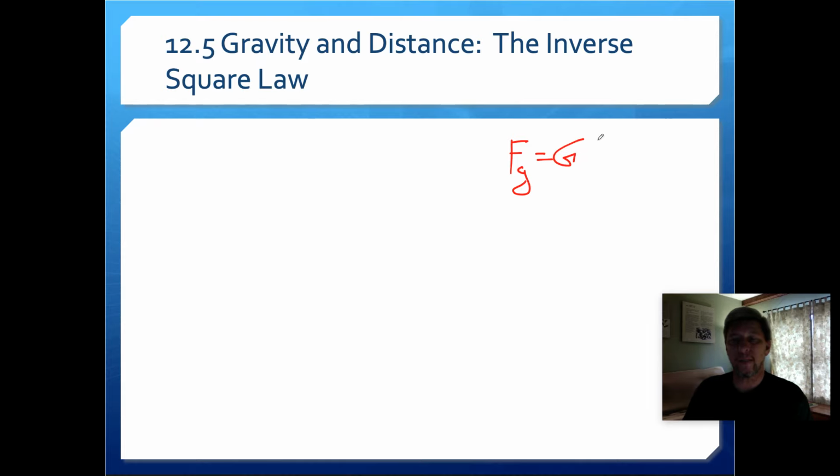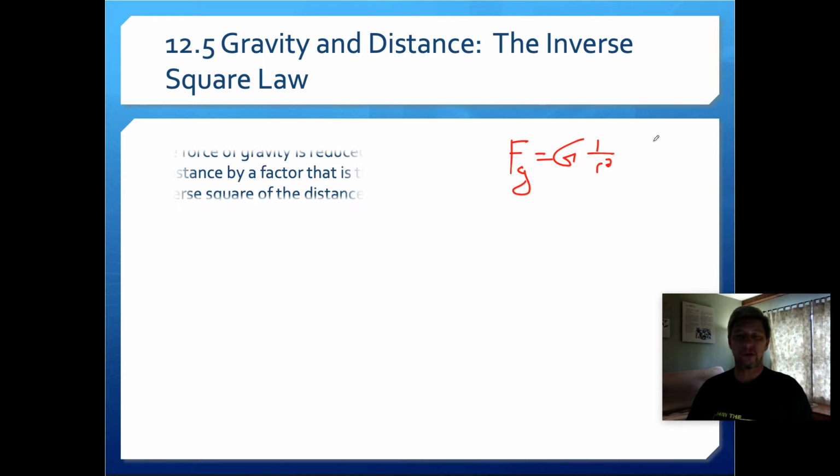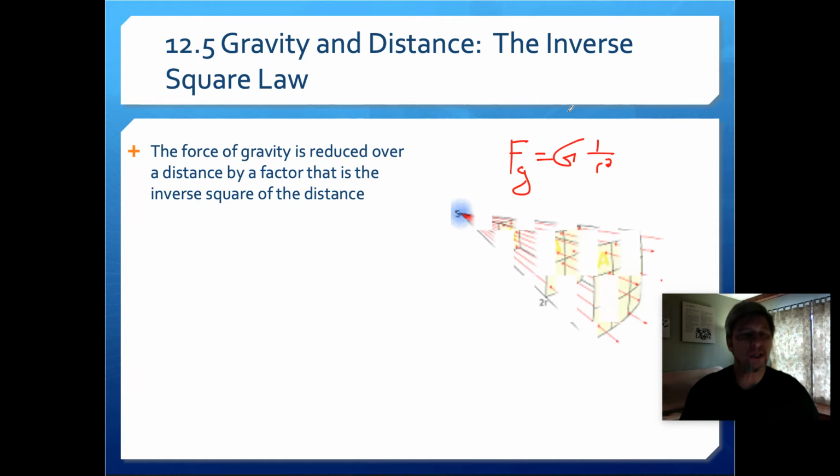Now, I'm going to cut the masses out and not talk about them at all, but what we end up with is this relationship where, remember, G is Newton's universal gravitational constant. And the inverse square is 1 over the distance squared, or r squared in this case. So the force of gravity is reduced over a distance by a factor that is the inverse square of that distance. So let's have a look at this.